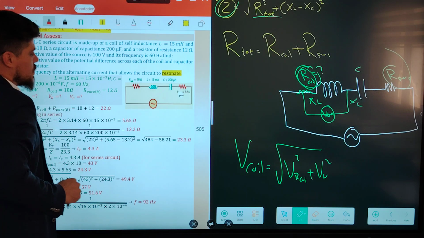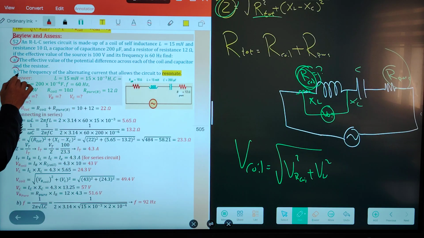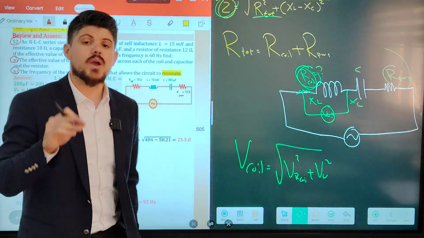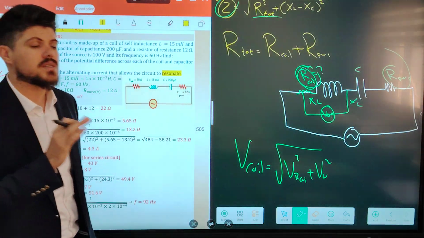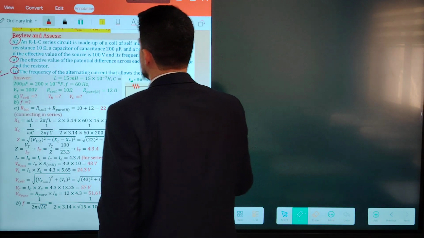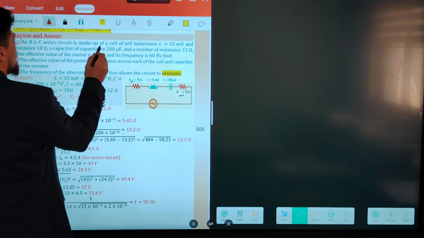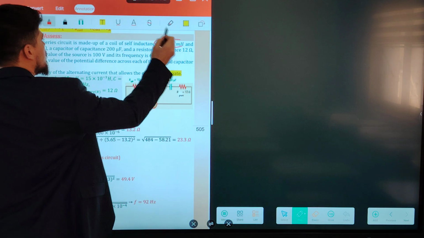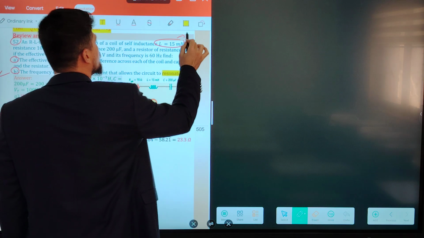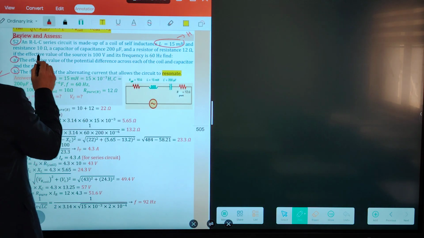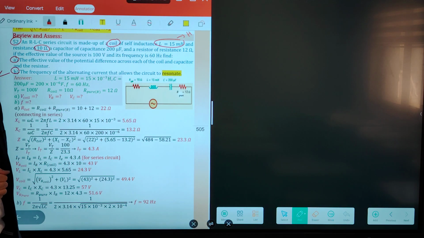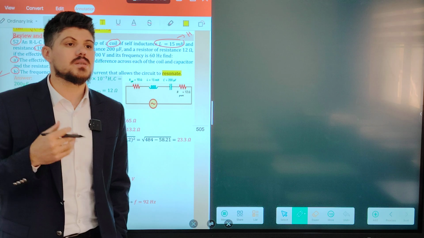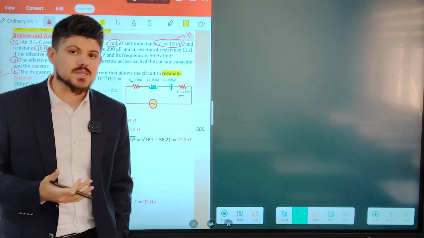Look at question 52. In question 52, we have two branches, branch A and branch B. Branch A doesn't relate to resonance. Only branch B is related to resonance. Be careful. In branch A, we have RLC series connection, without resonance. An RLC series circuit is made up of a coil of inductance L. We have L, 15 millihenry, convert to henry by multiplying by 10 power negative 3. And resistance. Resistance of what? Of the coil. The question does not mention the coil is pure, or that the coil has negligible resistance.